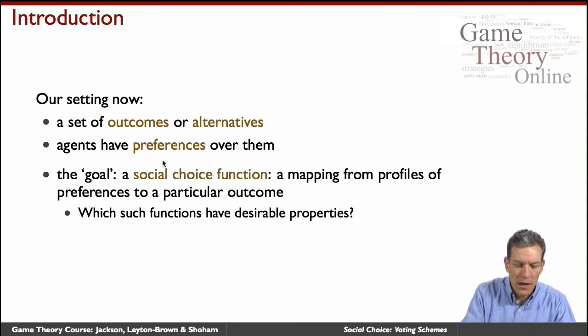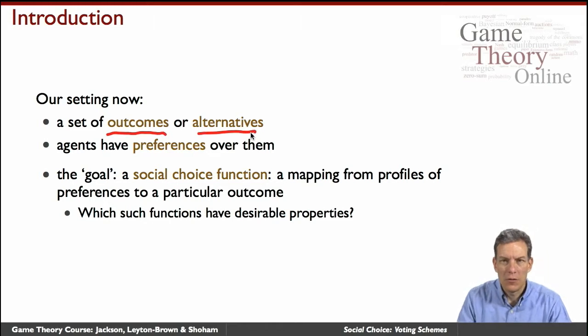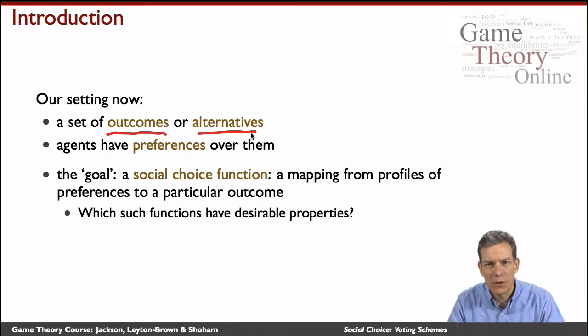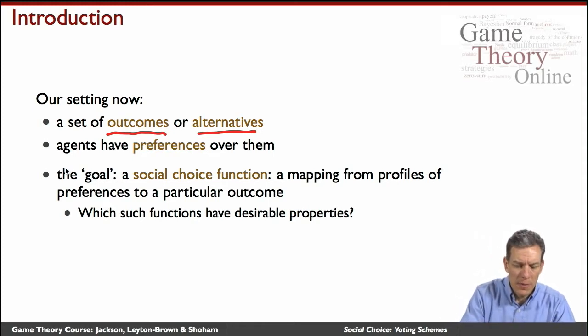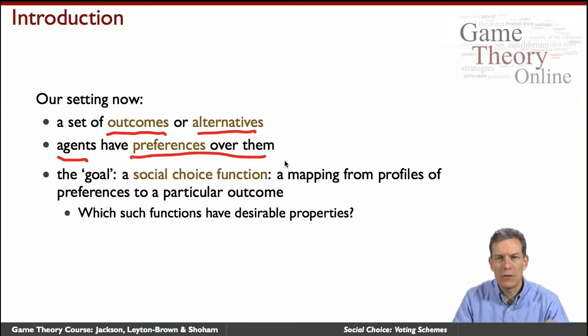So we're looking at a setting where we have a set of outcomes or a set of alternatives, something we're going to choose over. It could be a set of political candidates. It could be that we're trying to choose a set of new members for a society, or that we're trying to decide on a new tax rate for government. We've got a whole series of different questions, and there are possible outcomes. And the people, the voters, the agents, the people in the society have preferences over these outcomes.